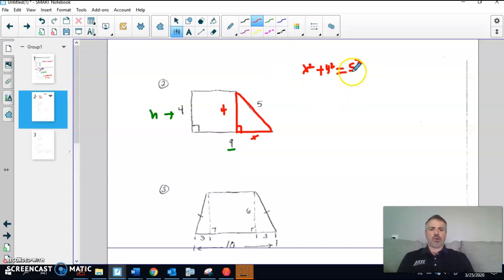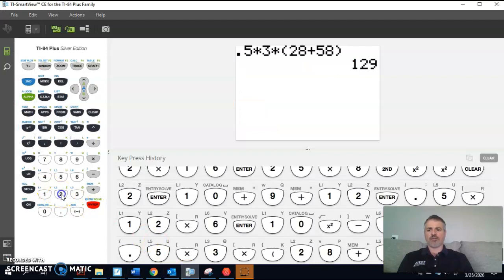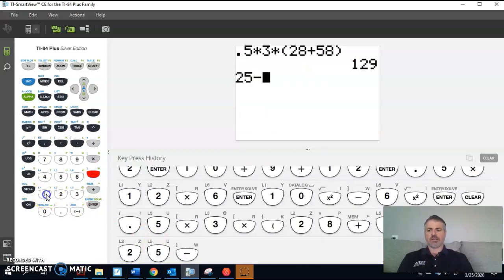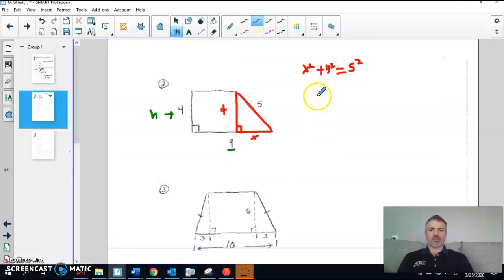So then I got to do what? 25 minus 4 squared, which is what, 16. So 25 minus 16. So that's going to be 9. So that means x squared is equal to 9. And to get rid of that little 2, remember you got to square root both sides. So x squared is equal to 9. Then you square root both sides, and the square root of 9 is 3.